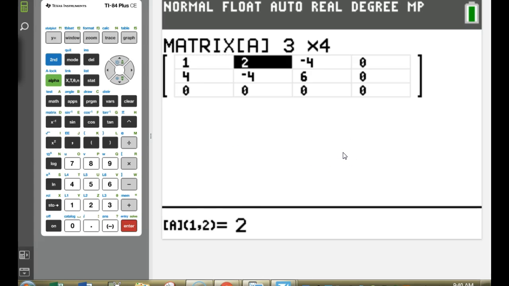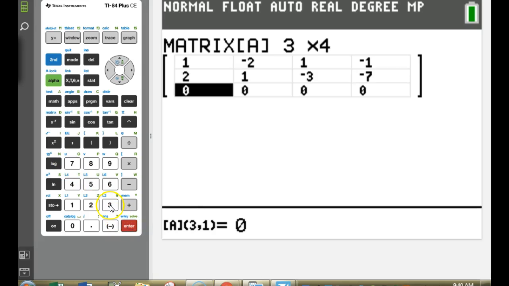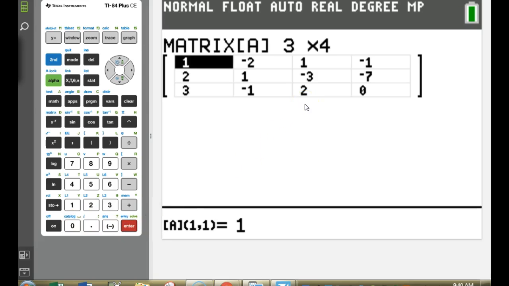1, enter, -2, enter. Three. Thank you. All right. Everybody good?